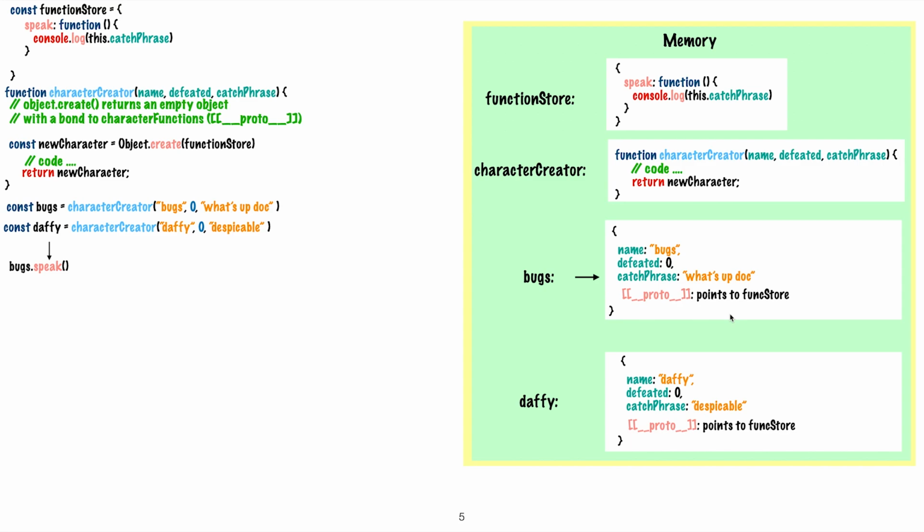Okay, so we didn't find the speak method directly on our bugs object. So now let's go ahead and search for that hidden link, right? And we see that our bugs object has a hidden link to function store. So we'll go ahead and follow that link. Okay, now that we found our function store object in main memory, let's go ahead and search for the speak method. And sure enough, we find that speak method. So now that we found it, we're ready to invoke it.